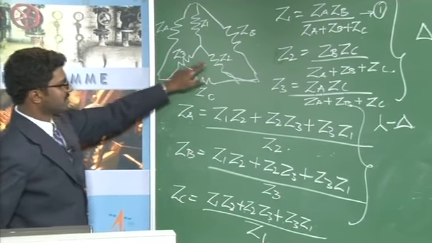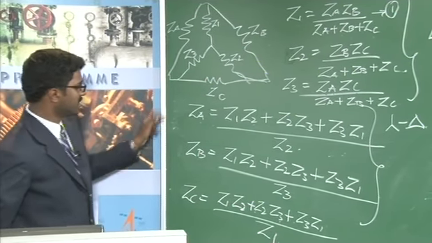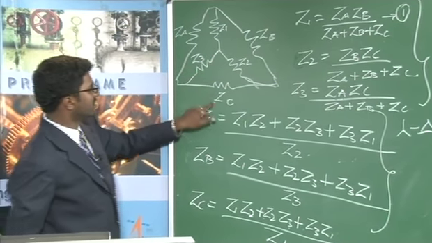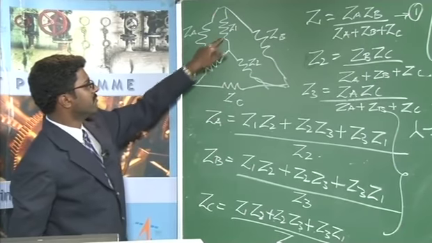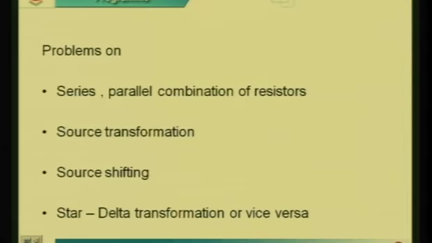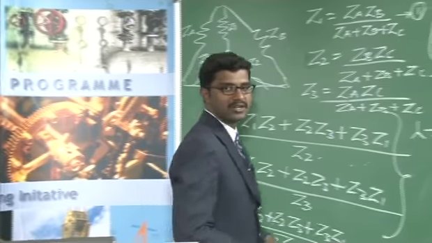For ZA, the opposite resistance is Z2. Similarly, if you want to find ZB, the opposite resistance is Z3. For ZC, the denominator will be the opposite resistor, that is Z1. Now I think you are comfortable with how to convert star to delta or delta to star.